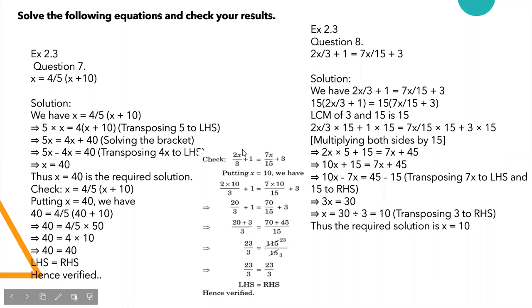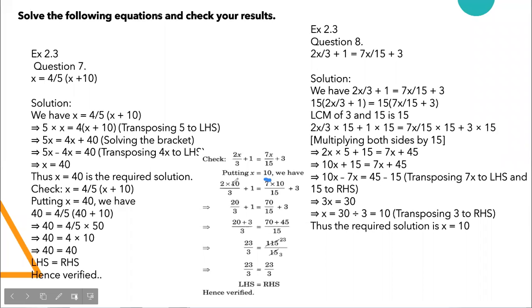So now, it's given, check. 2x divided by 3 plus 1 equals to 7x divided by 15 plus 3, right? So how do we check our answer? That's quite simple. We just put 10 in the place of x. So when we do that, 2 multiplied by 10 by 3. Now, plus 1 is written as it is. 7 into 10 by 15 plus 3. We just observe we have placed 10 instead of x. That's all. Now going ahead, 2 multiplied by 10 gives you 20 by 3. Now 7 multiplied by 10 gives you 70 plus 3.